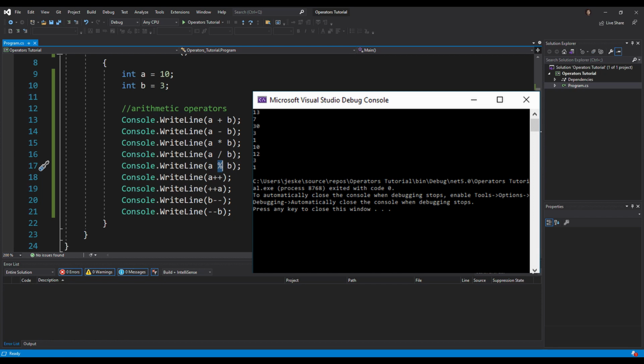Now if we do it like this, ++a, now we're adding to a before it is being written. And the same with b-- and --b. So we have 3, then it subtracts, and then we're subtracting from b, and then it writes. And that's why we got the 1.